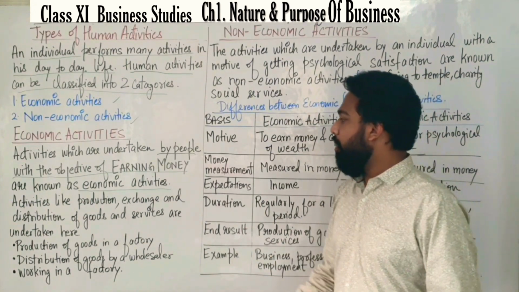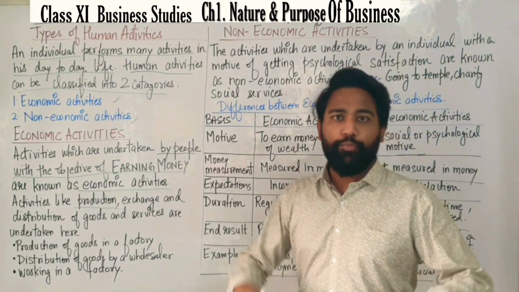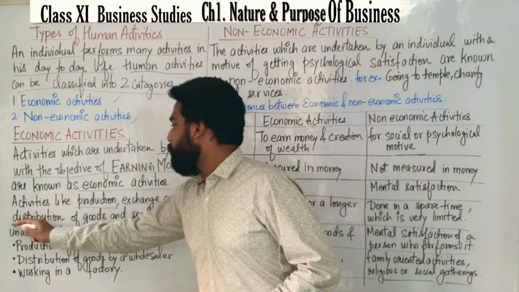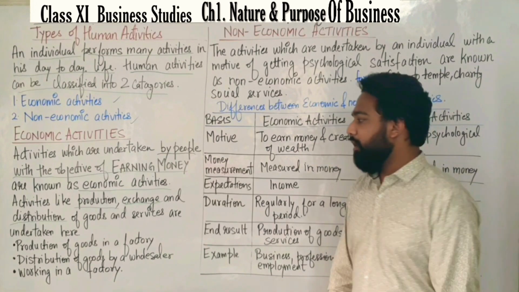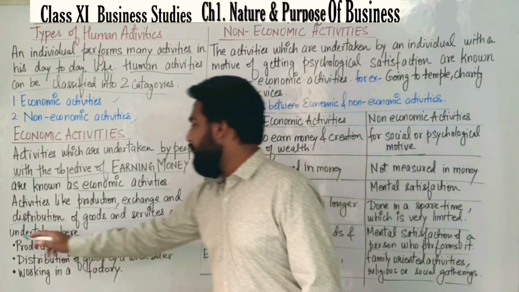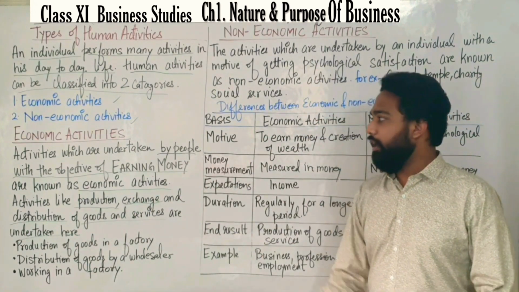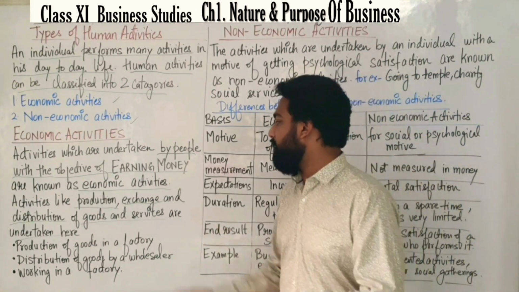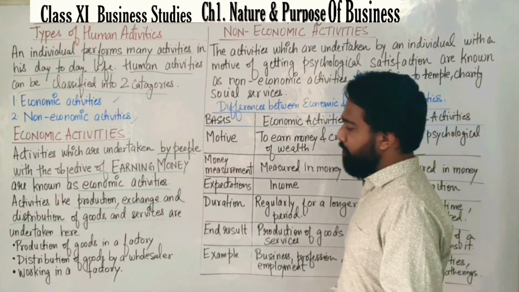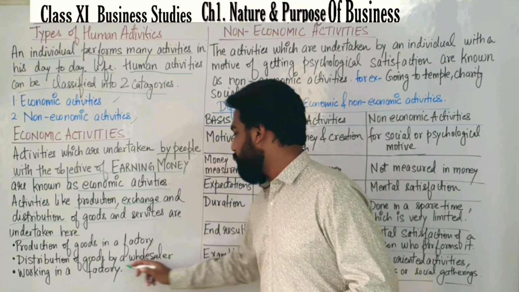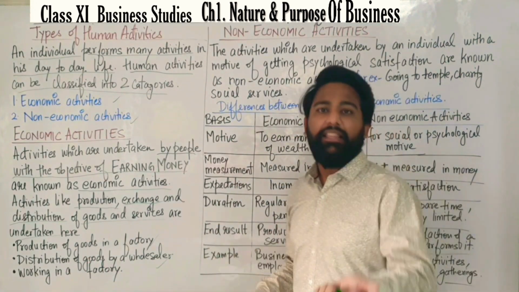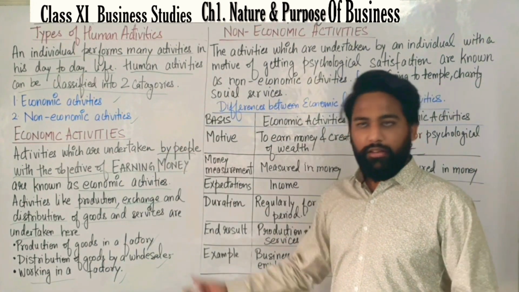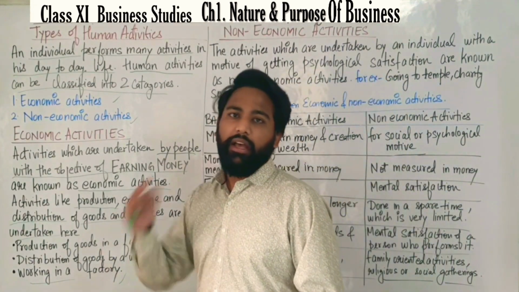That's so easy. Now, activities like production. Production means to produce something. Exchange, to buy something in return of money. And distribution. Distribution means selling of goods. Now, goods and services are undertaken in these economic activities. Under the economic activities, the objective is to earn money, and the activities are production, consumption, exchange, distribution of goods and services. Basically, production of goods in a factory, distribution of goods by a wholesaler or retailer. Basically, they sell the goods. So, distribution of goods and services by the wholesaler or working in a factory, these activities come under the economic activities.